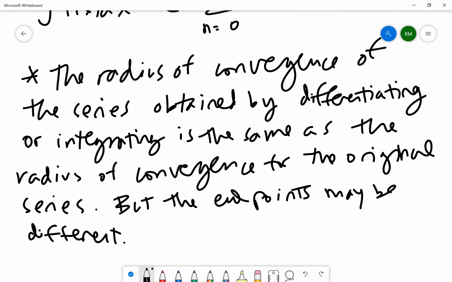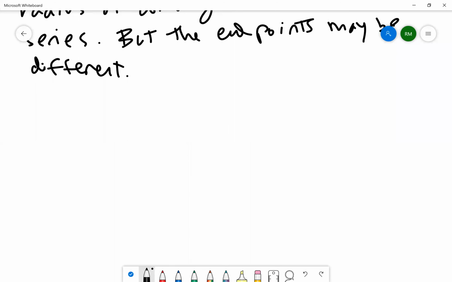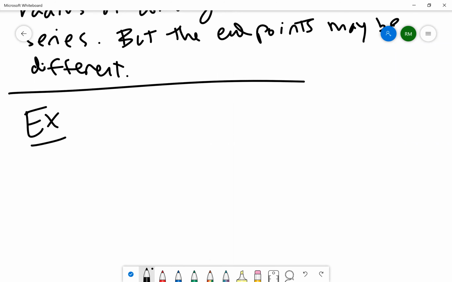So I'm going to do an example in just a second where we look at the function and the behavior at the endpoints. But before we do that, let's take a look at some series and their derivatives and see if you can figure out what the functions are. So let's look at these functions and practice differentiating and integrating them, and then we will work on intervals of convergence.